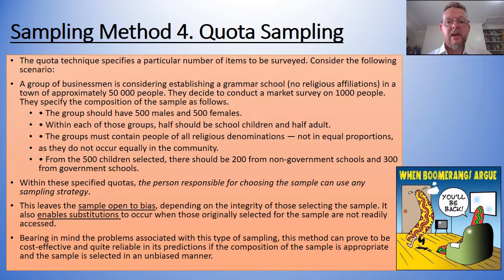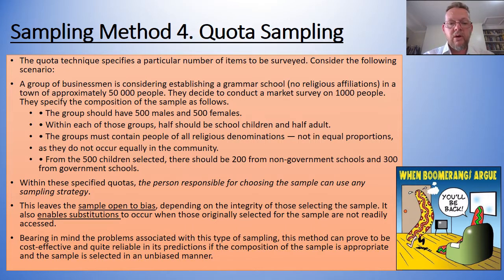Quota sampling is just filling a quota. So consider this one. A group of businessmen is considering establishing a grammar school in a town of about 50,000 people. They decide to conduct a survey of 1,000 people. They specify that the composition must contain this many. It's got to have 500 males and 500 females.